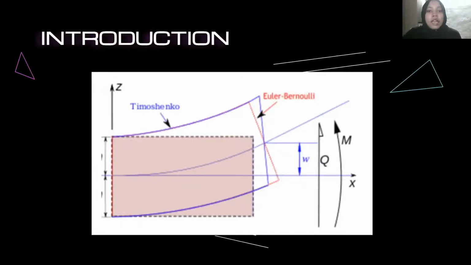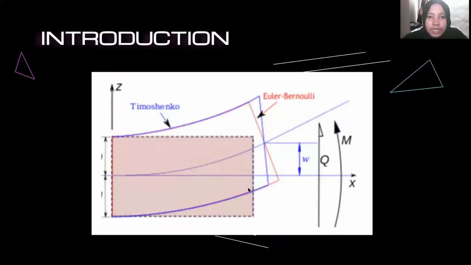However, there are differences between these two theories. For Euler-Bernoulli theory, the shear deformation and the rotational inertia effect are neglected. However, for Timoshenko theory, the shear deformation and rotational inertia effect are considered.